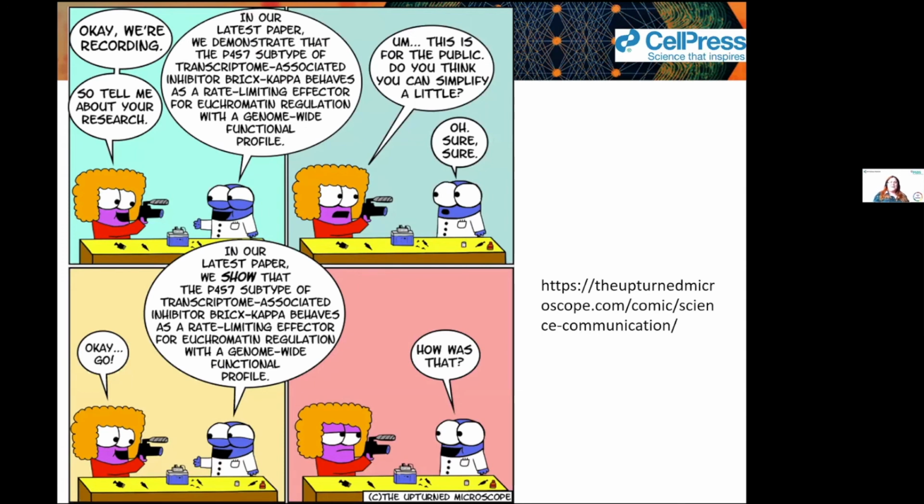And the researcher goes off on, in our last paper, we demonstrate that the P457 subtype of transcriptome associated blah blah blah blah blah, and I've lost the plot there with all those words and all that jargon. Myself, admittedly, I'm a physicist, not a biologist, but there we go. But unsurprisingly, the science journalist goes, can you simplify it a little? And the researcher goes, okay, in our latest paper, we show that blah, blah, blah, blah, blah.